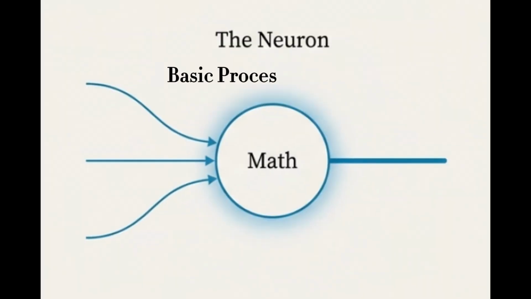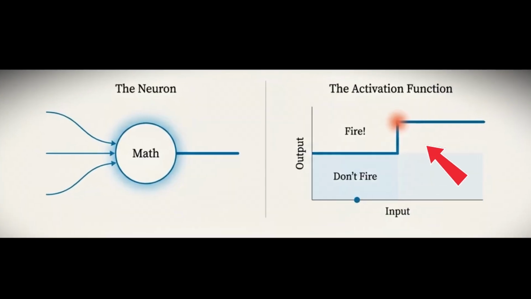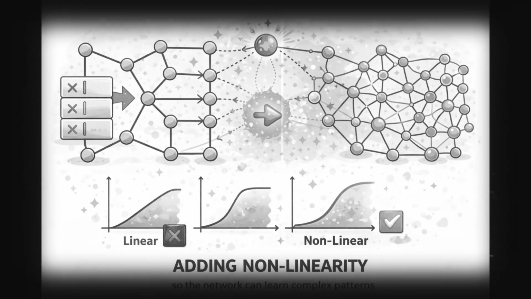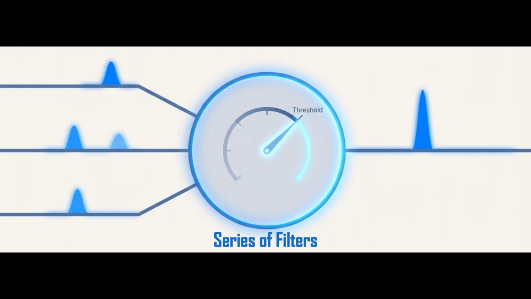Neurons are the basic processing units. They take inputs, apply some math, and pass the output forward. Activation functions decide if a neuron should fire or not, adding non-linearity so the network can learn complex patterns. Think of it like a series of filters, each one refining the information a bit more.